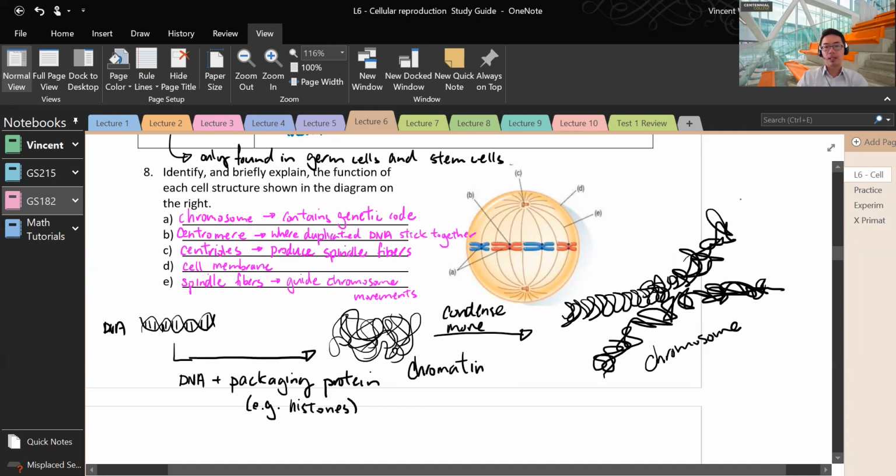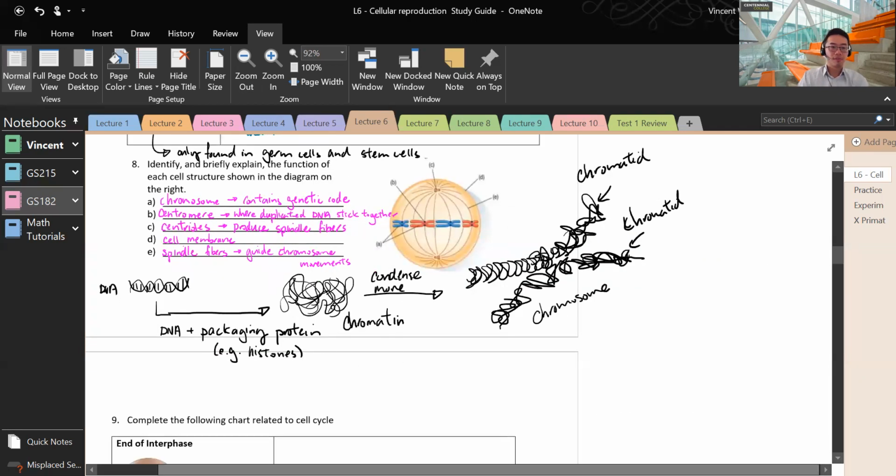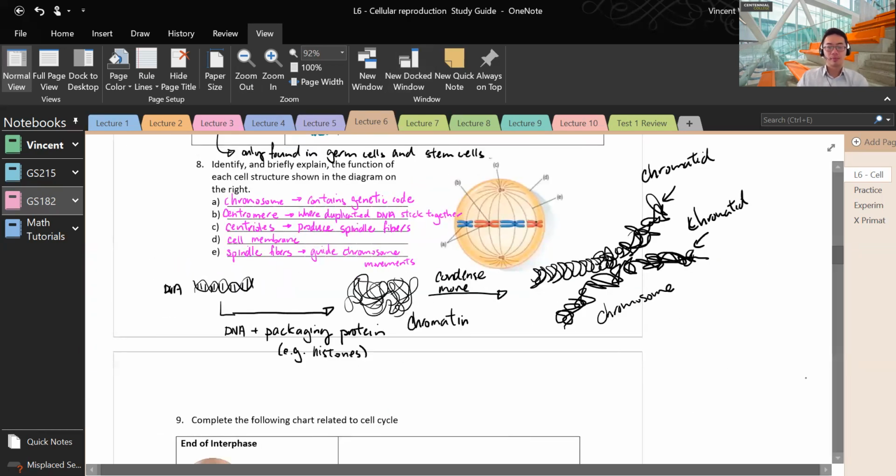Each half of these is a chromatid. Some people pronounce chromatin differently to distinguish it from chromatid. I don't know, say whatever you want. I'm not very good at all these English things. So that is that.